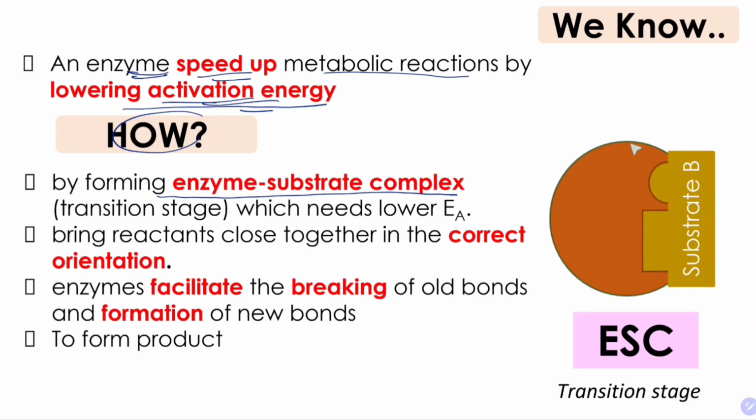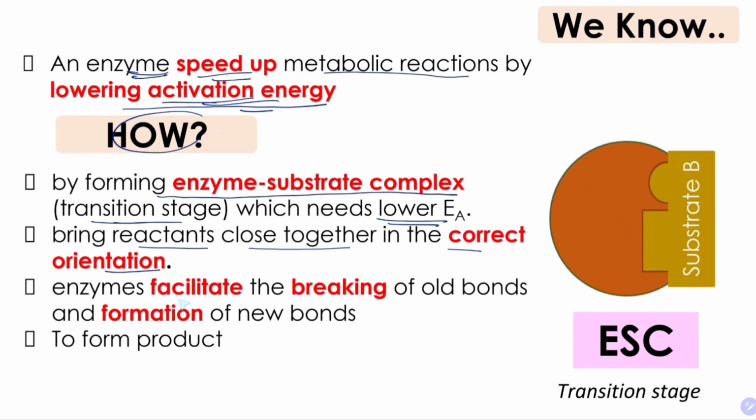This is the structure of the enzyme substrate complex. By forming the ESC, which is the transition stage, it will bring reactants or substrates close together in the correct orientation. For a chemical reaction to occur, the substrates must collide in the correct orientation. Formation of the ESC will allow this to occur. So ESC will allow the reactants to be close together and in the correct orientation. That is point number 1.